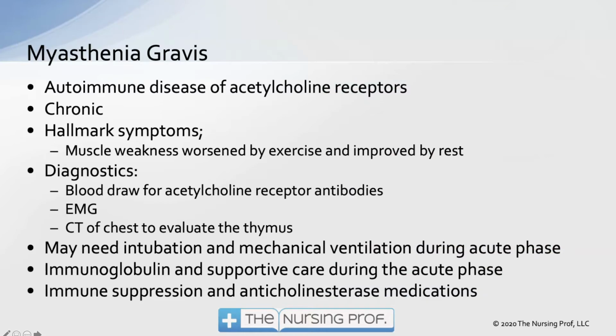Myasthenia gravis is an autoimmune disease. This affects primarily the acetylcholine receptors. It's chronic. Some of the hallmark symptoms are muscle weakness that gets worse with exercise and improved by rest. Okay, well, probably all of us have that to some extent, but this is one that is profound muscle weakness. Diagnostically, blood draw for acetylcholine receptor antibodies, EMGs, are also helpful. We may need to be intubated and mechanically ventilated during an acute phase. Immune globulin, supportive care during the acute phase, and immune suppression and anticholinesterase medications are going to be used in the long-term setting.